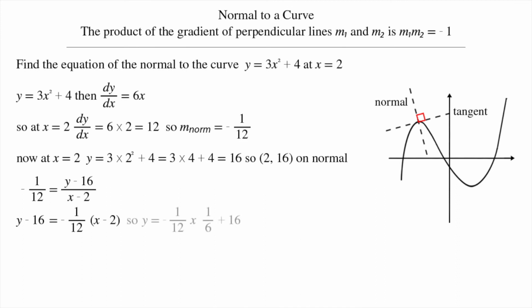So y is equal to -1 over 12 x plus 1 over 6 plus 16. So finally, y is equal to -1 over 12 x plus 97 over 6.